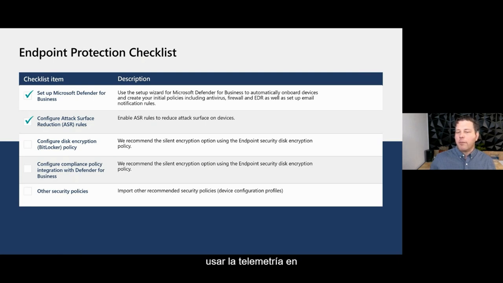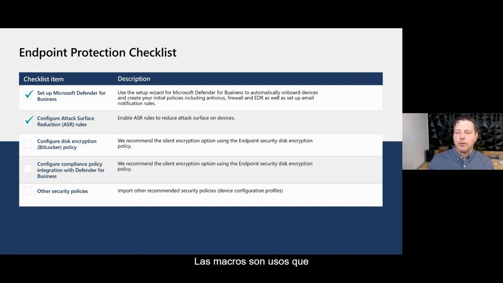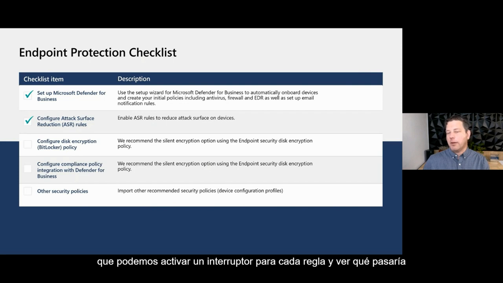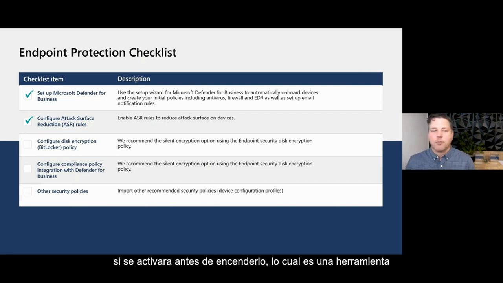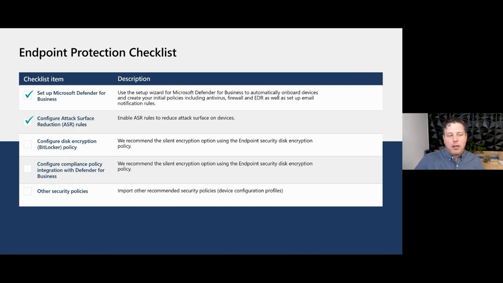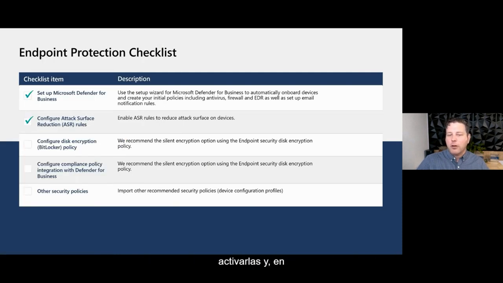We can use telemetry in the tenant if we're not sure and we're worried about breaking things, if we know the customer uses macros or uses things that could be impacted by hardening devices with ASR. We have telemetry in the tenant and the ability to audit events, so we can turn on a switch for each rule and see what would happen if this was turned on before actually turning it on, which is a powerful tool. To be honest, for SMB customers, much of the time it seems acceptable to just inform the customer of what we recommend, get their approval for a subset of the rules, 4 or 5 rules at a time, and turn those on.